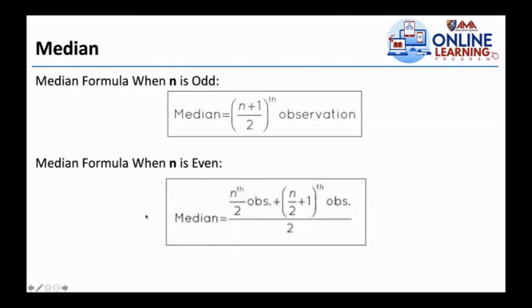Now let's go to median, the second measure of central tendency. So also this one, it depends on the problem or the objective of the user or the researcher.